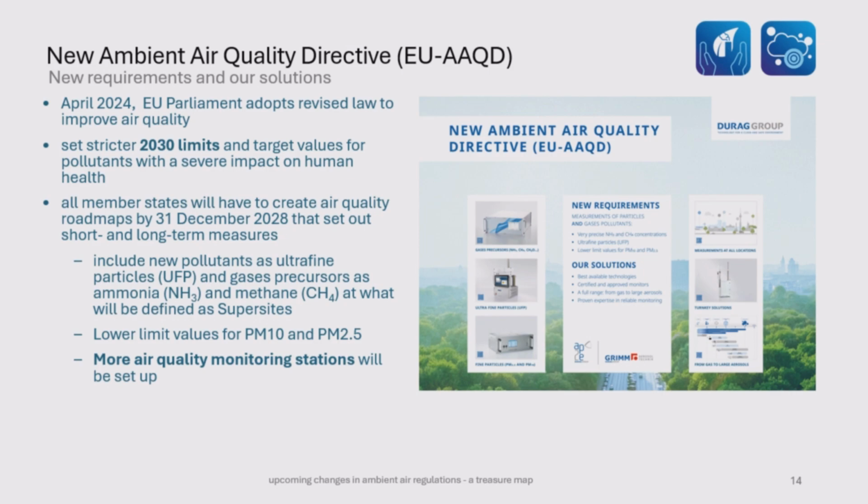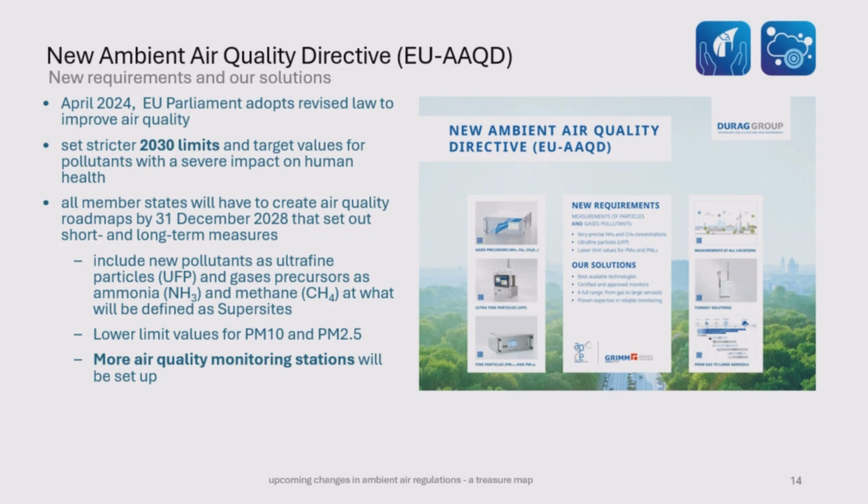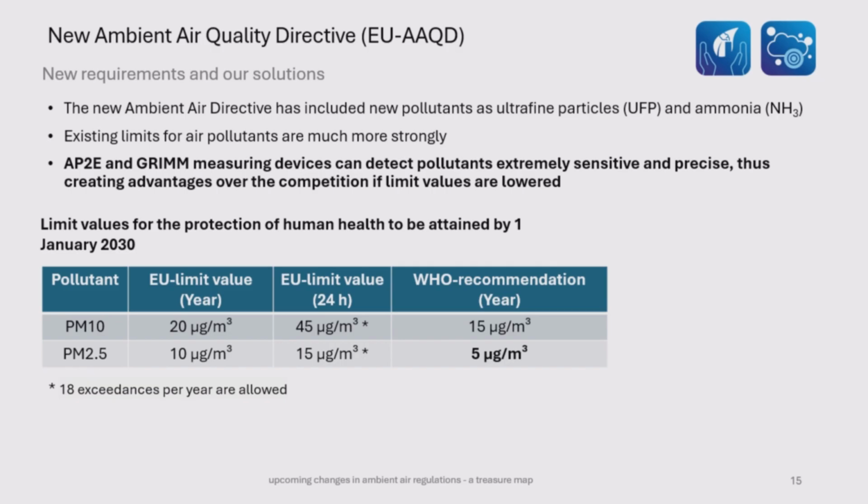So it sets new limits for 2030, much lower limits, different particulate sizes, as I say, fine particulate, ultrafine particulate, and the new precursors, which is the gases. So what will happen is there will be more air quality stations, and these are what we'll call super sites. Super sites will be determined by number of population and that sort of thing. So regarding PM10, the EU limit is on a daily 24-hour basis.